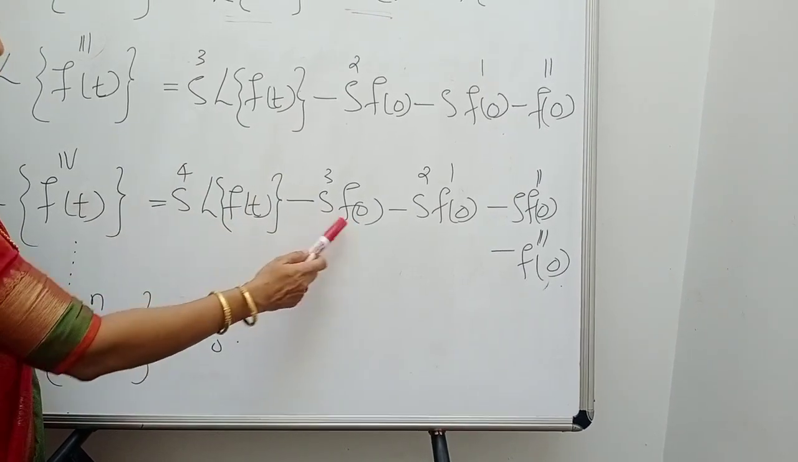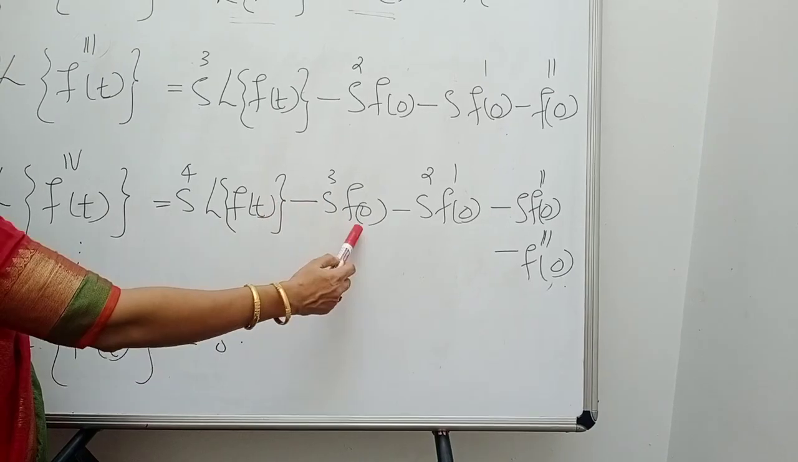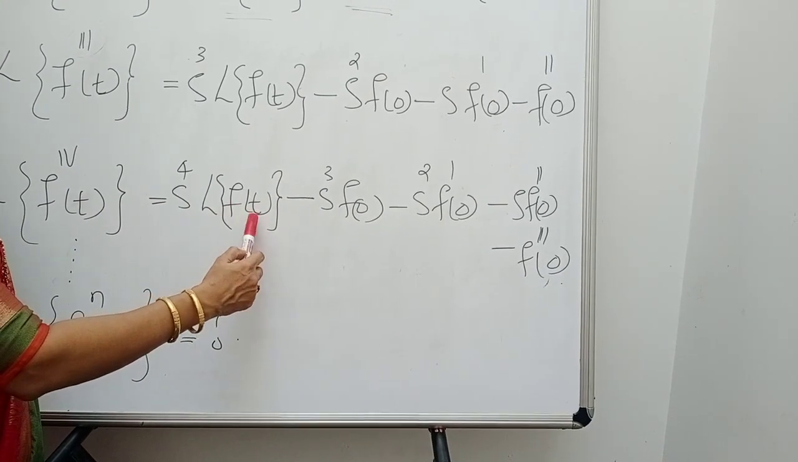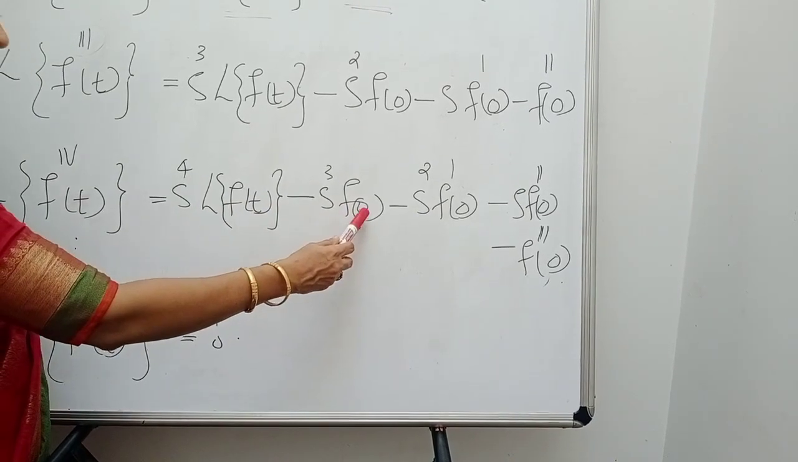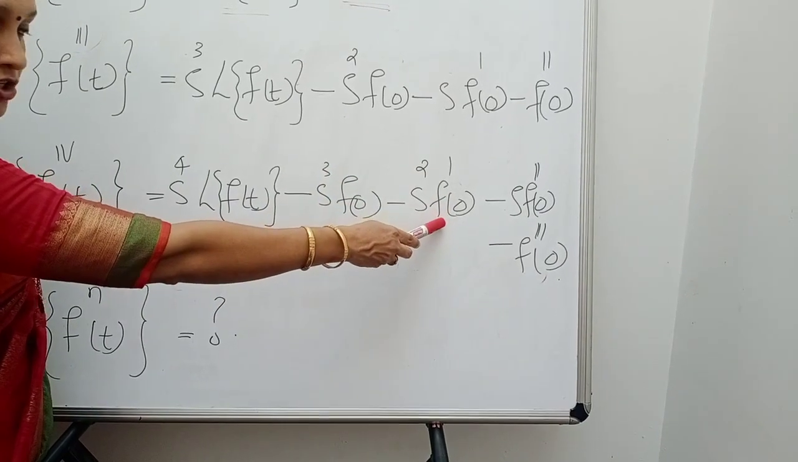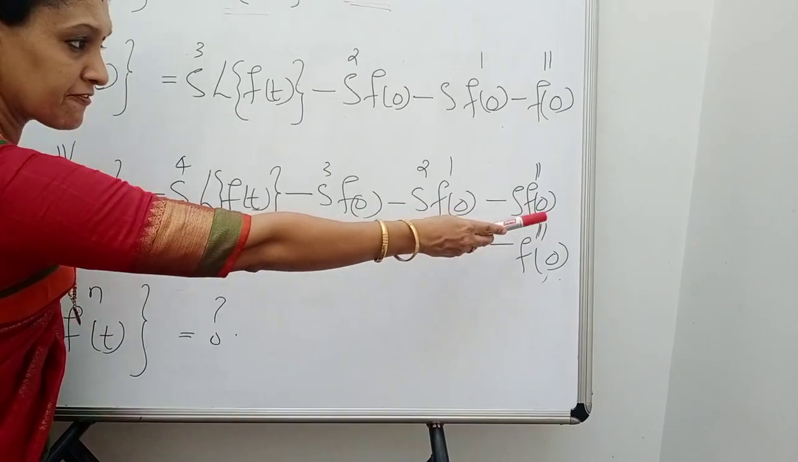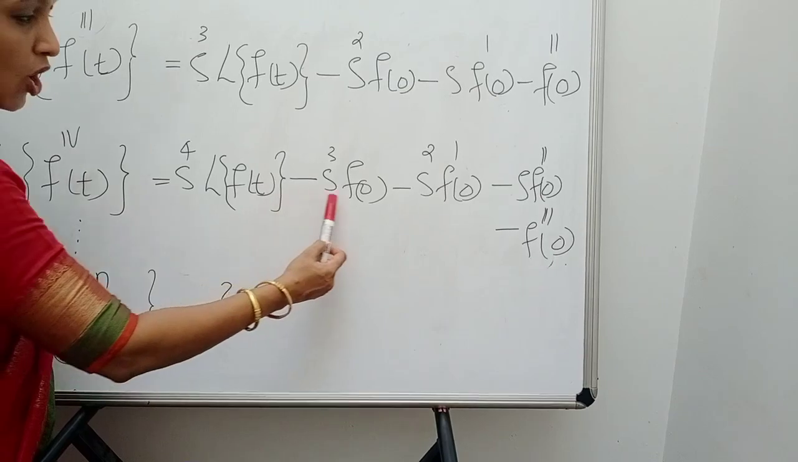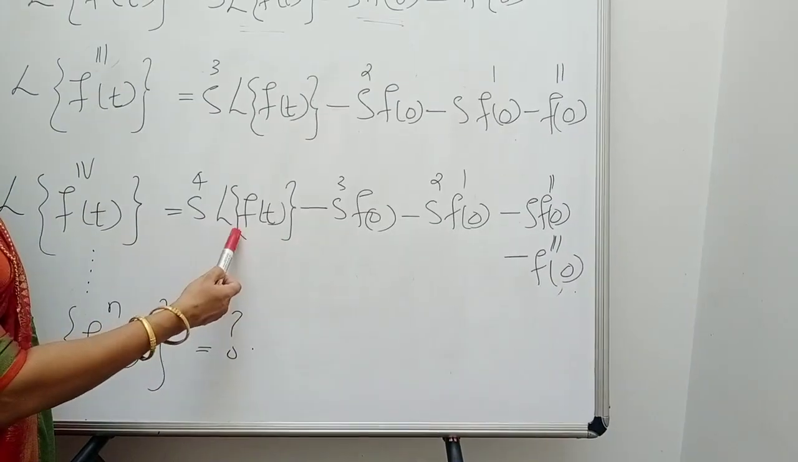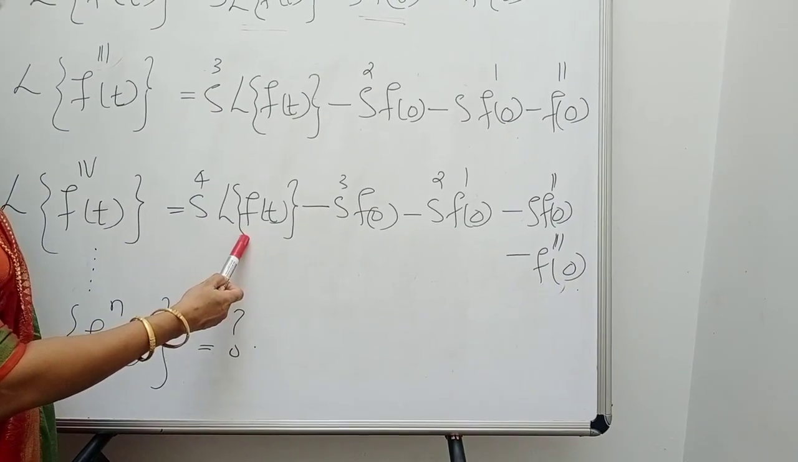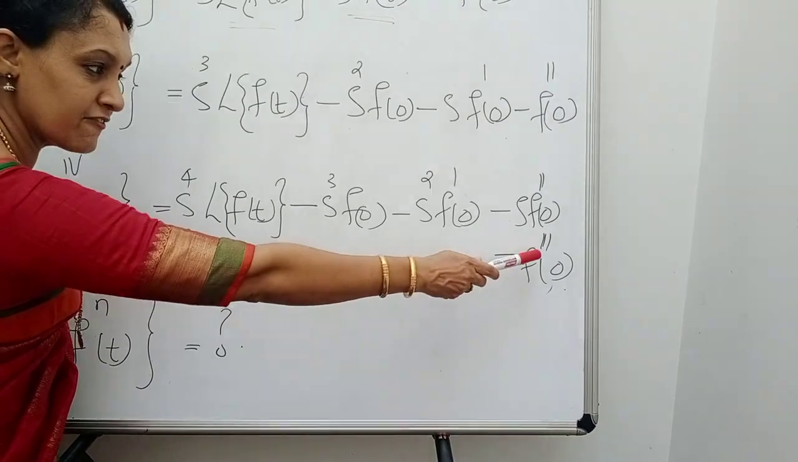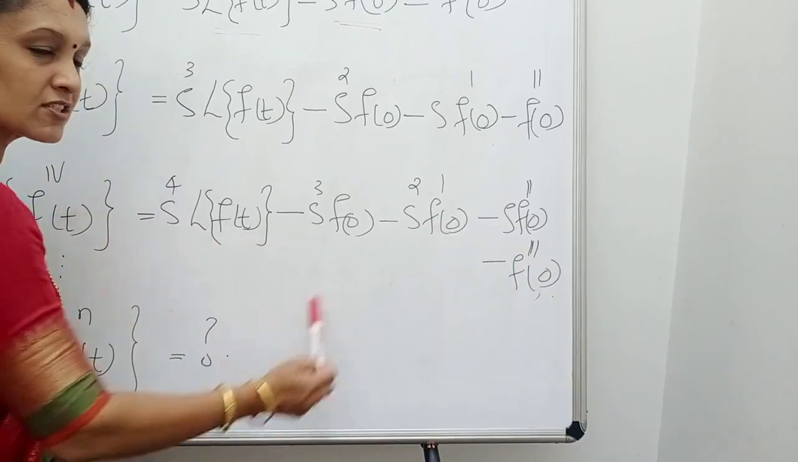And two terms we fixed. What are the two terms? First and second term. We know it is always L f of t and f0. Now increase order of f. So f dash 0, f double dash 0 and f triple dash 0. And all the terms are negative except the first term. Okay. So if it is fourth derivative, the last term will be f triple dash 0.